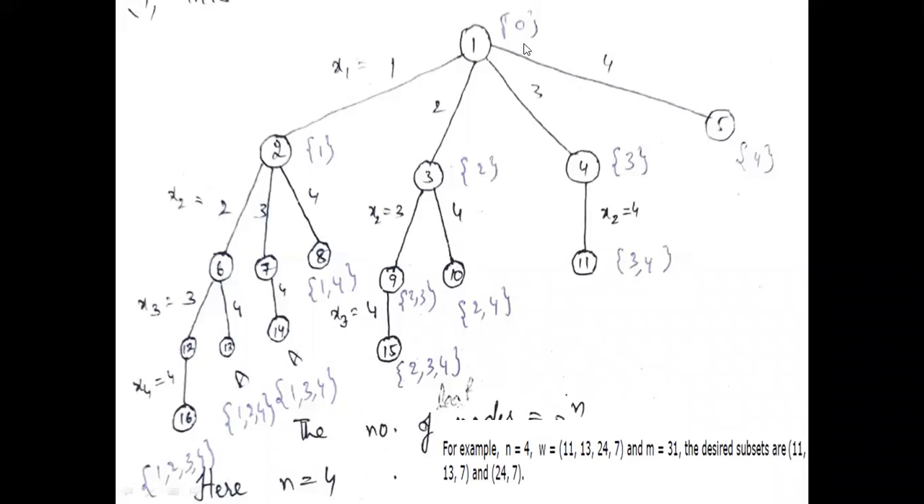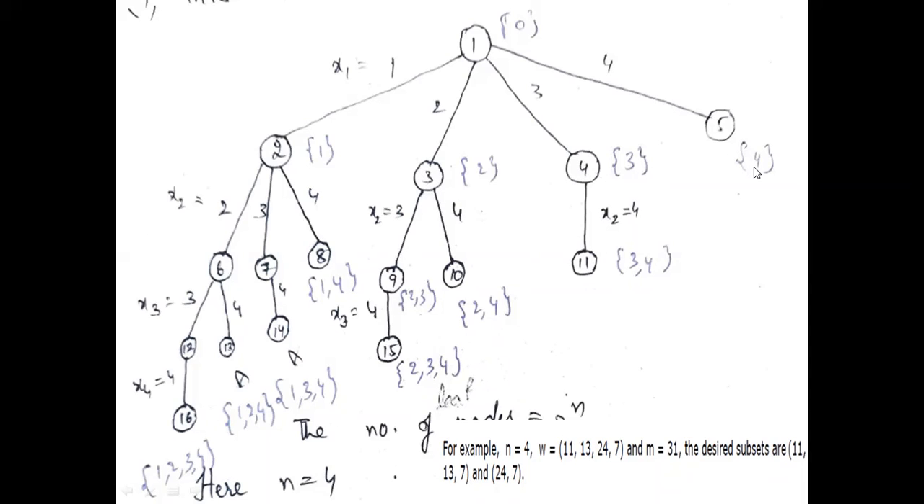The first node represents sum equal to 0, because the first node represents phi, the empty set. That is, phi means you are not including any element in the sum. So the first node represents phi. Next, the second node represents 1, the third node represents 2, and the fourth node represents 3.